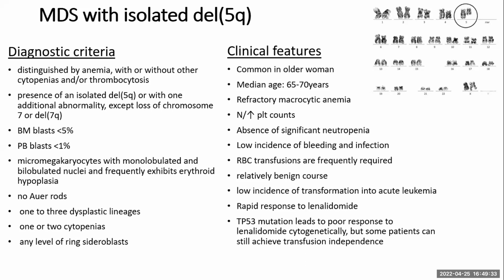And there's also quite a good response to lenalidomide, and the presence of a TP53 mutation leads to poor cytogenetic response to lenalidomide, but some patients can still achieve transfusion independence. So if you are treating a patient with a deletion 5q with lenalidomide and they develop a TP53 mutation, yes, you won't get a cytogenetic response, but you can still achieve transfusion independence, which may be very good for a patient because then they won't be tired, and they won't need to come to hospital frequently. So the presence of a TP53 mutation in a patient with del5q on lenalidomide does not mean that you should stop giving lenalidomide.